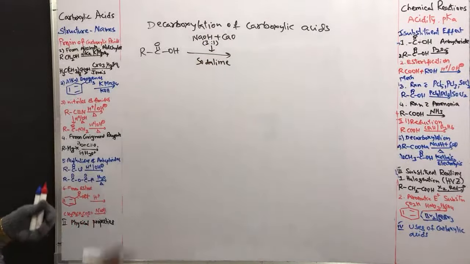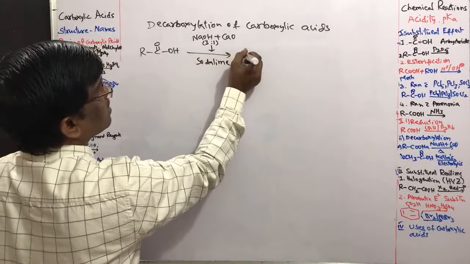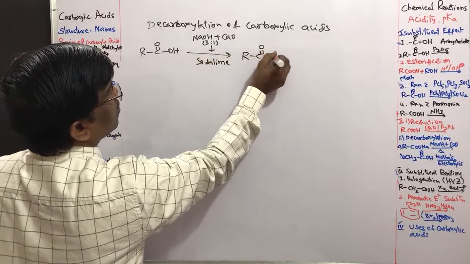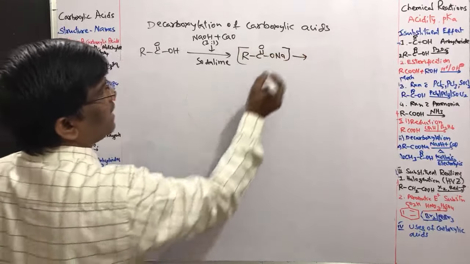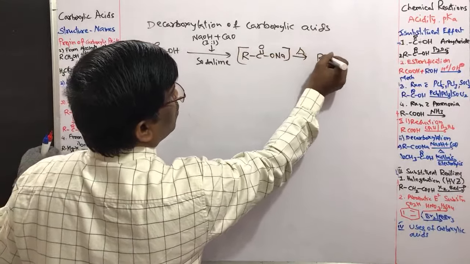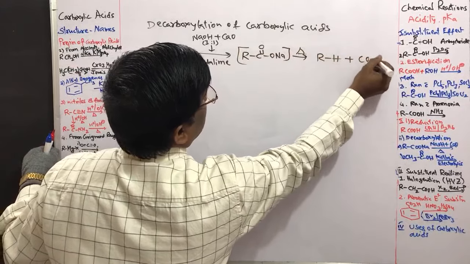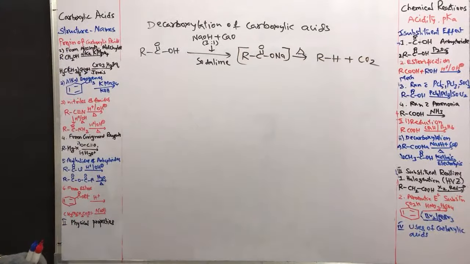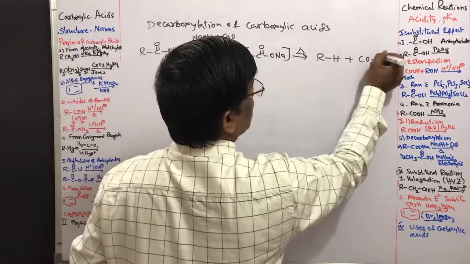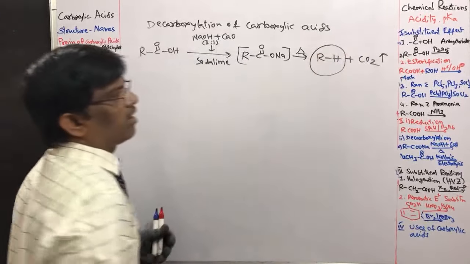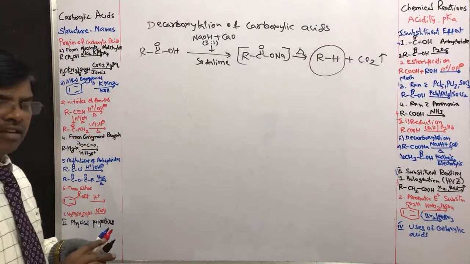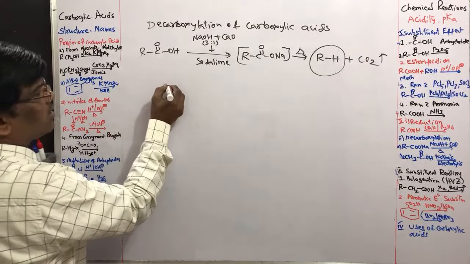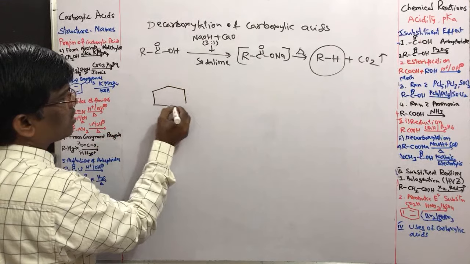So with soda lime, the acid first forms the sodium salt, say this is ONa, and when I heat this sodium salt, it is going to lose carbon dioxide. This carbon dioxide is going out and you are going to get an alkane. So decarboxylation takes place. Dear students, most of the time even simple heating causes decarboxylation.